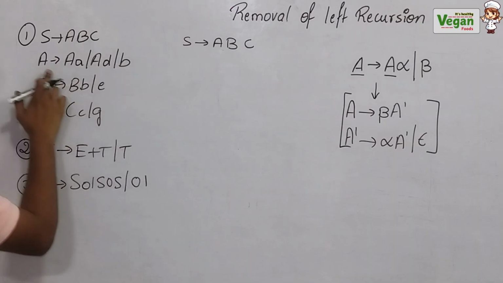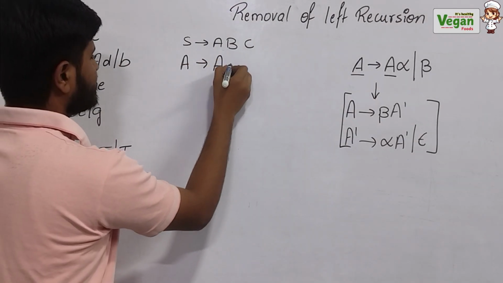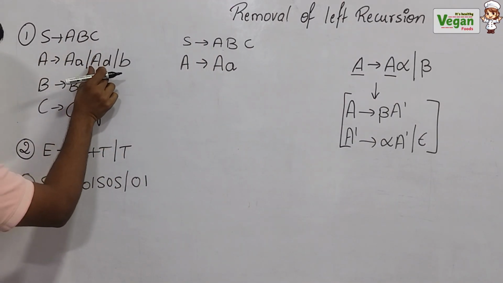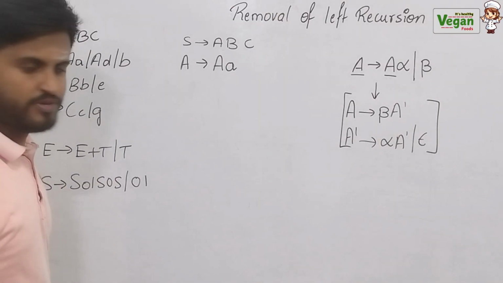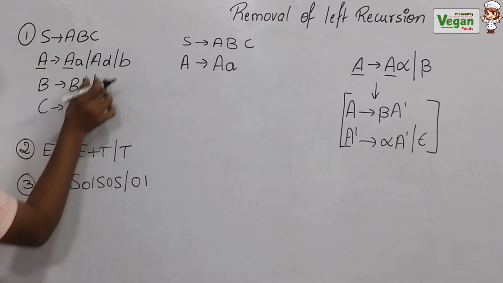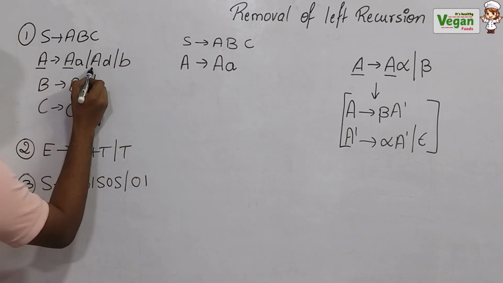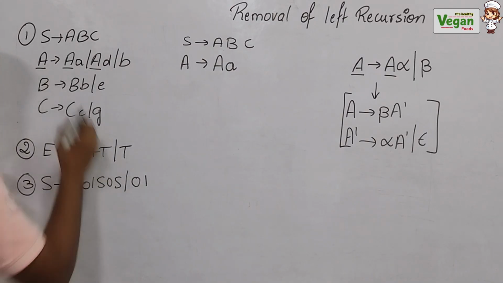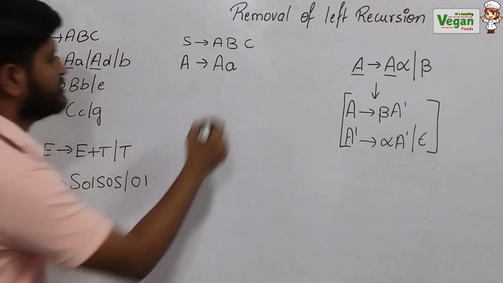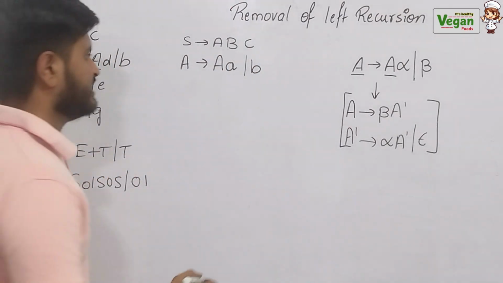Now let's move to the other production of the first question. A producing capital A, small a. Another is capital A, small d, and slash b. If you see, A producing capital A is a separate production produced by A itself, and A producing small b. So here there is no left recursion. So let's take it as 2 separate problems and solve.